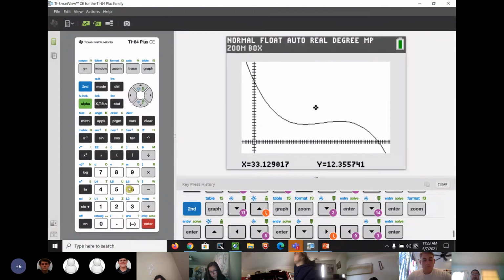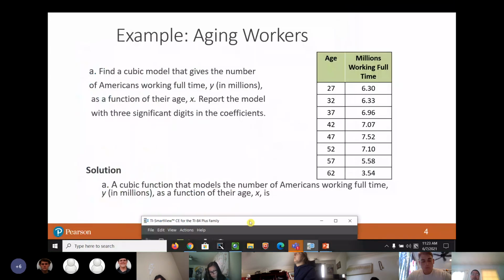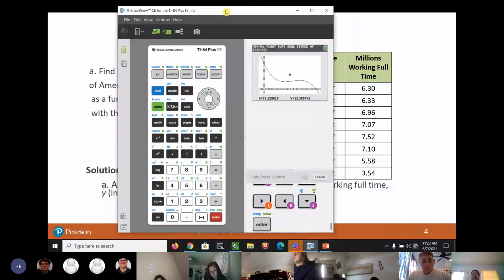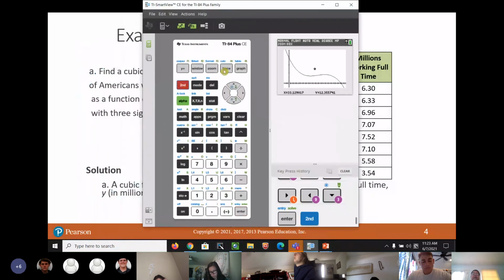And let's find the Y-intercept. Well, the Y-intercept is what? Oh, we don't know, so let's find it. So hit second, trace, value. X is equal to what? And that is 21.679133. And of course, that's 0 for X.